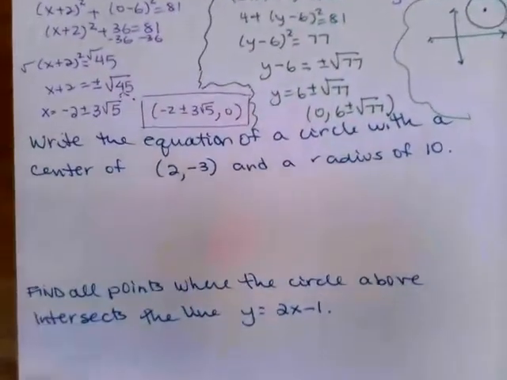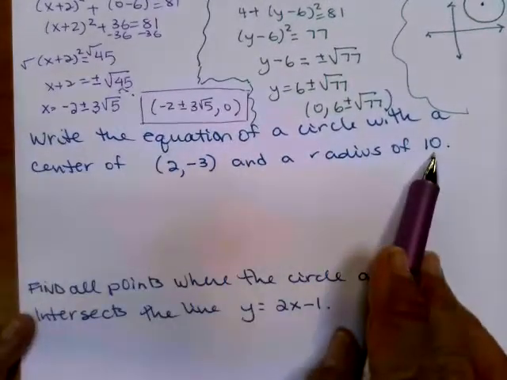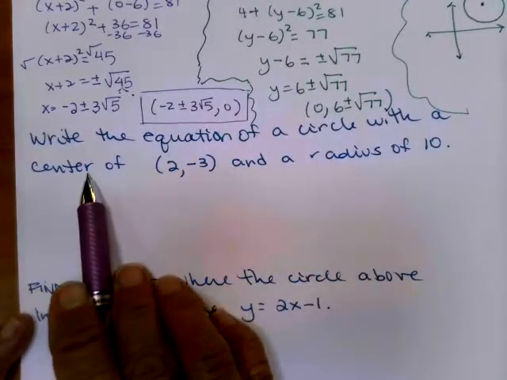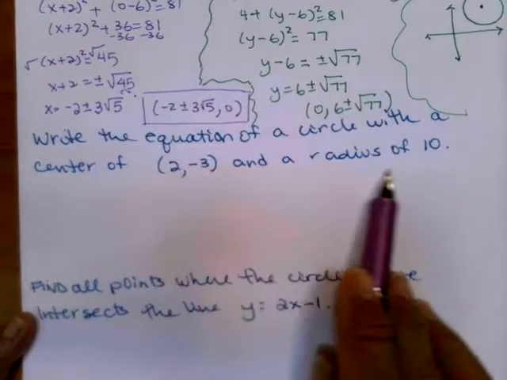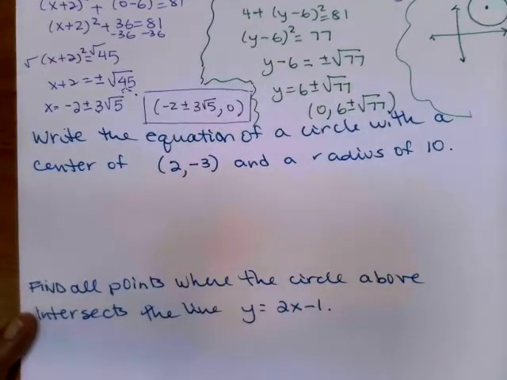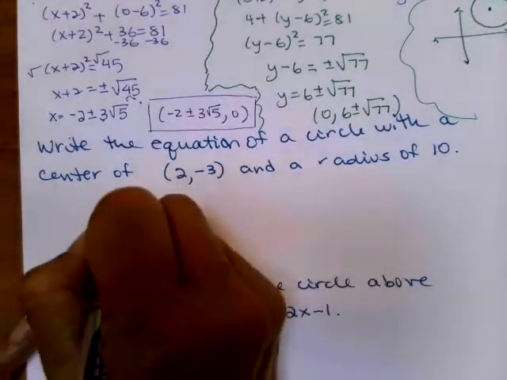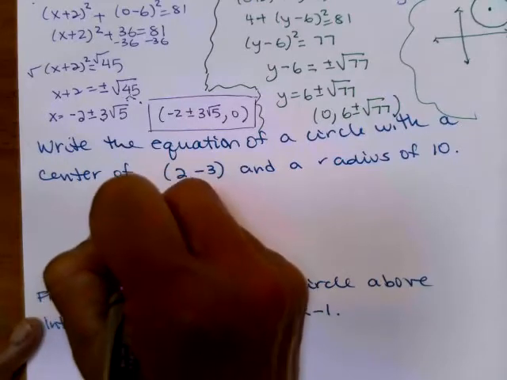Okay, write the equation of a circle with a center of 2, negative 3, and a radius of 10. Oh, well, that's not too bad. So what do I have? Oh, that's supposed to be an x.